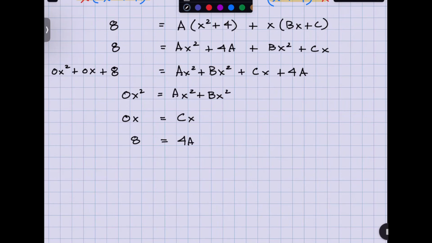Because the x squared term has to match up. The x term has to match up. And my constant has to match up. True?